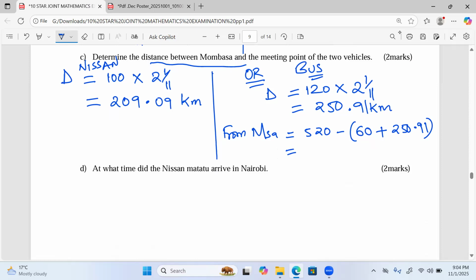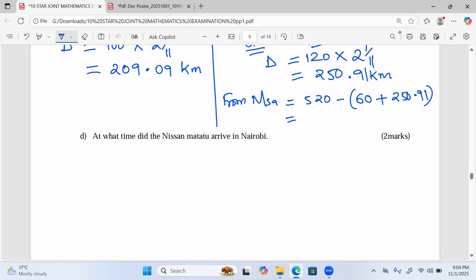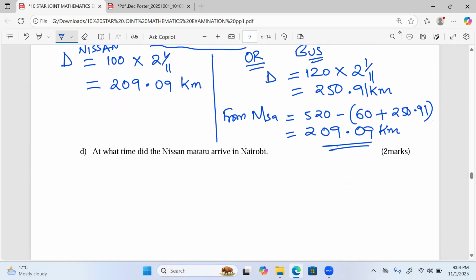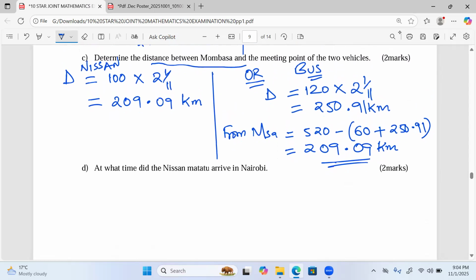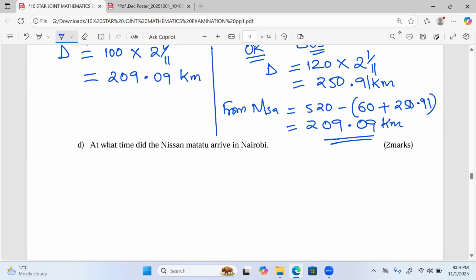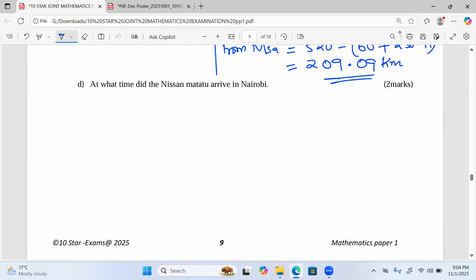So now we can get the distance. I will take 520 minus the two values there. So I'm getting 209.09 kilometers. This is now from Mombasa. So you consider the total distance minus the distance covered by Thibas from Nairobi, so that you know how far they are from Mombasa. Look at part D.